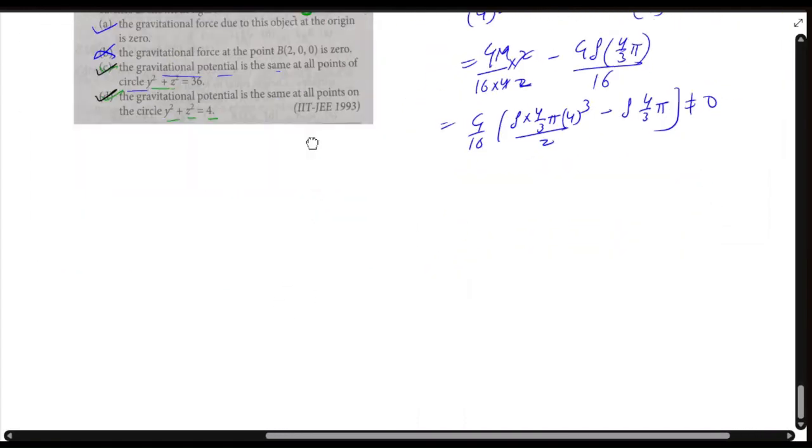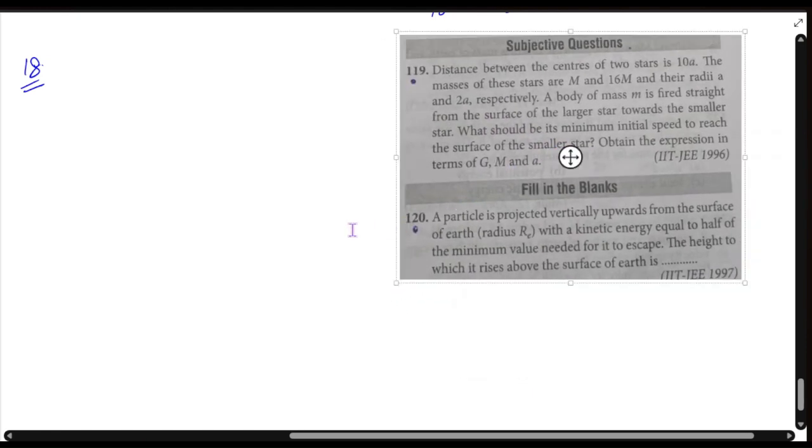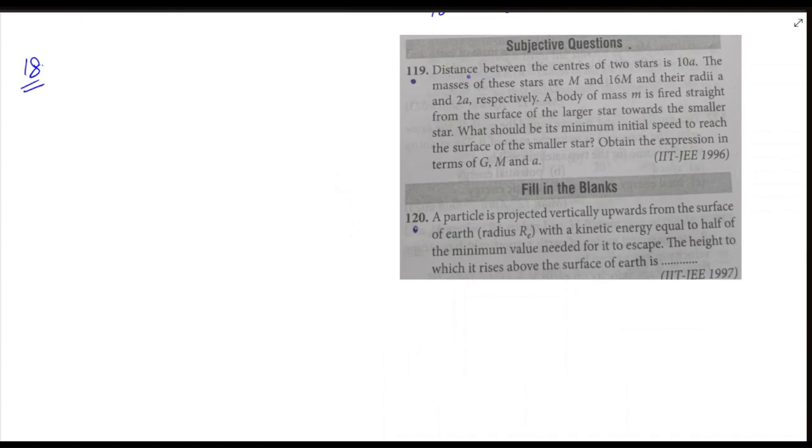Okay, let's move on to our 18th question. So we have 18 and 19. What we have here is the distance between the centers of two stars is 10a. The masses are m and 16m. The radii are a and 2a. So we have one star over here and another star over here. This is m, radius is a. This radius is 2a and this is 16m.